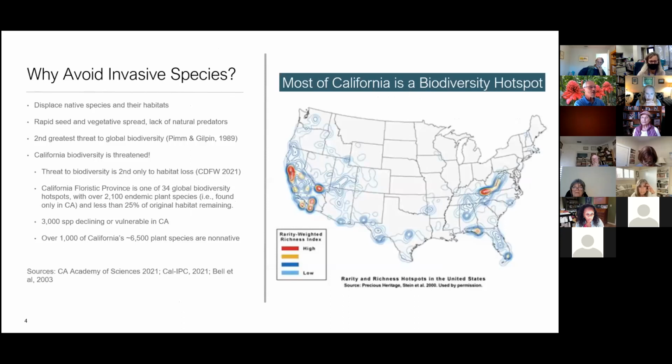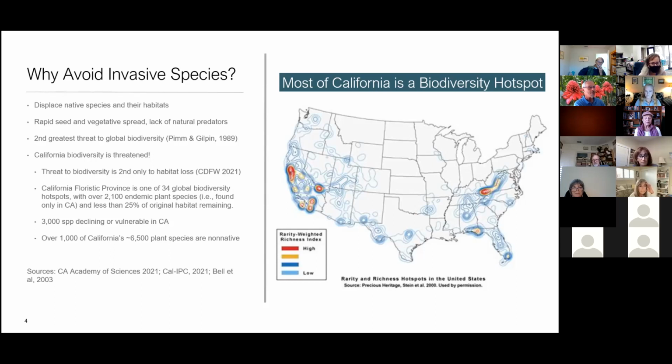So why avoid invasive plants? Because native species and habitats are severely affected by invasive species. When we have them in our gardens, usually that's intentional, and we don't have a problem with that. We love them. But if they escape to wildland areas where our native habitats and native species, plant and animal, exist, that is when they can be problematic.